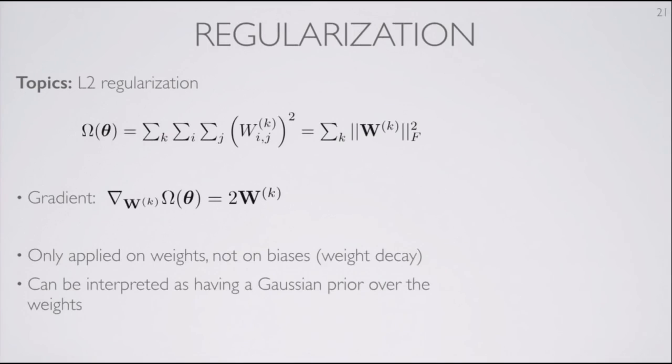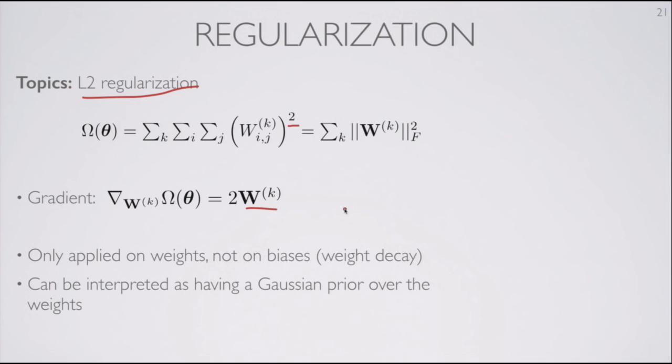OK, so that's a discussion of how you actually compute gradients of the loss with respect to the parameters. So that's another component we need in stochastic gradient descent. We can choose a regularizer. One that's often used is L2 regularization, which is just the sum of the squares of all the weights. The gradient of that is just twice the weight, so it's a super simple gradient to compute.